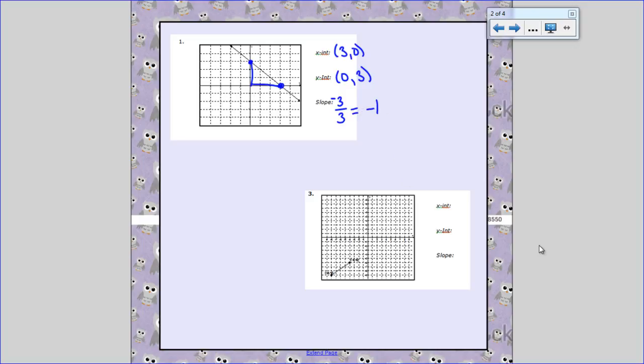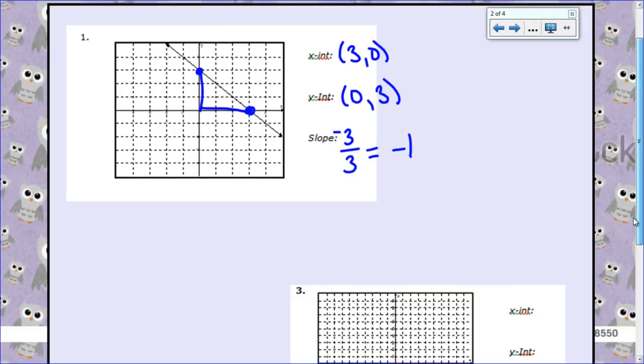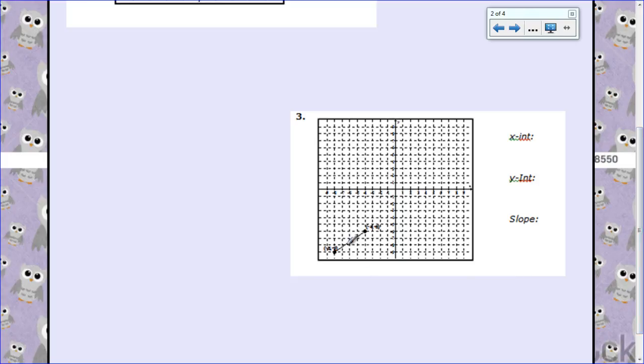So I'm going to skip all the way down to number 3. I just felt like this was a more important graph than number 2. So number 3, you are given the picture, but it never crosses the x-axis or the y-axis. But you have to find the x and the y-intercept. So the first thing we're going to do is find the slope of this line. So we're going to count our rise over our run, and it looks like it went up 3, and then it went over 4. So my slope is 3/4.